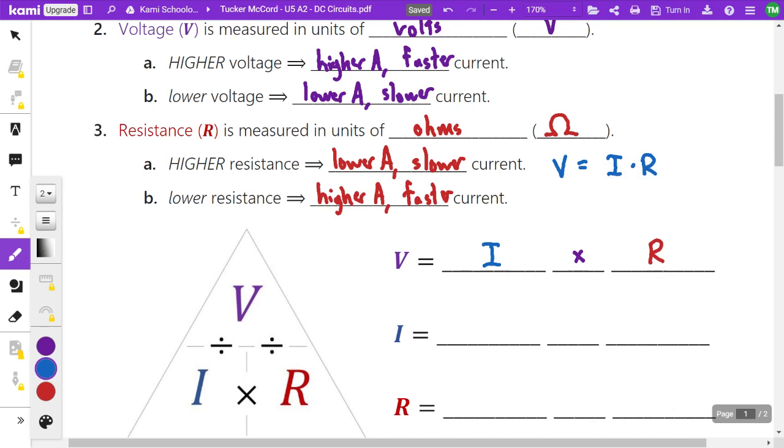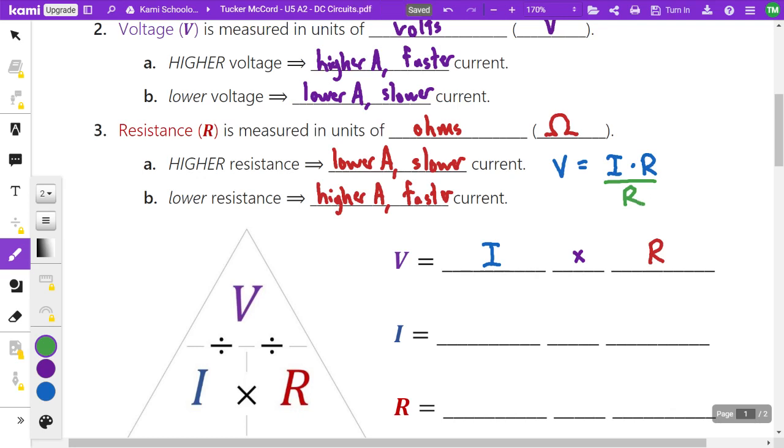If I wanted to get an equation that had I equals something, what I would need to do is get rid of whatever is next to this I for current. So if I want I equals, I've got to get rid of this R. To get rid of something in algebra, you've got to do the opposite of whatever's happening to it. So if I'm multiplying by R, I do the opposite and I divide. I'm going to divide by R right here.